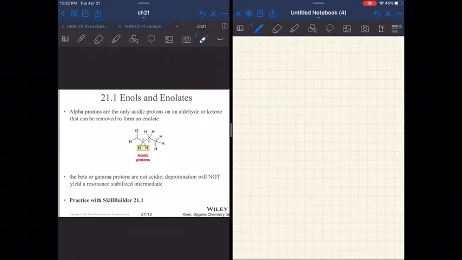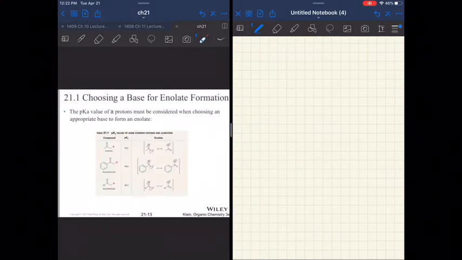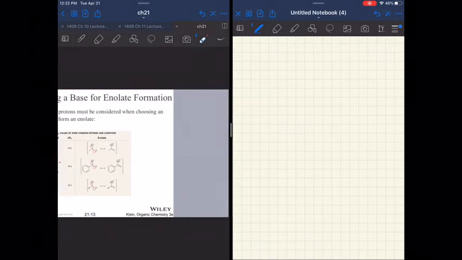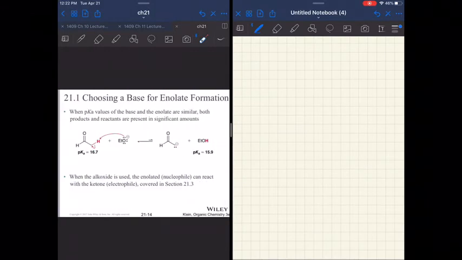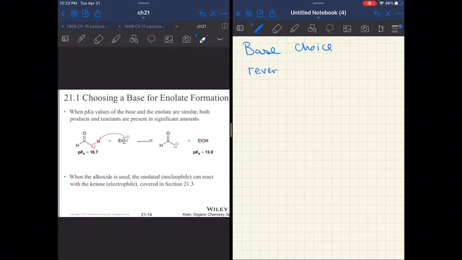All right, so talking about these acidic protons, they're much more acidic than anything on the beta or gamma position because of the resonance stabilization. There's a whole conversation that can be had here about pKa's and what makes it stronger. That's something we covered in Organic 1. First, what we want to really focus in on is base choice. There are going to be two types of bases that we are going to be interested in. They're going to be kind of our strong base and then our stronger base. We are going to talk about them as reversible and irreversible.